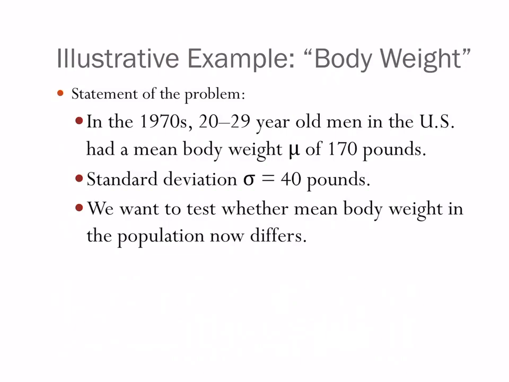So here's an illustrated example of body weight. The statement is, in the 1970s, 20 to 29-year-old men in the United States had a mean body weight of 170 pounds with a standard deviation of 40 pounds. We want to test whether the mean body weight in the population now differs. So the way we set this up, our null hypothesis states that mu is equal to 170. That's what the average weight was.